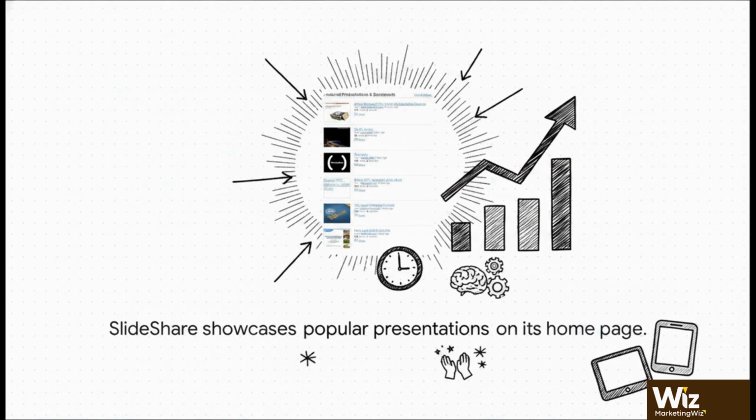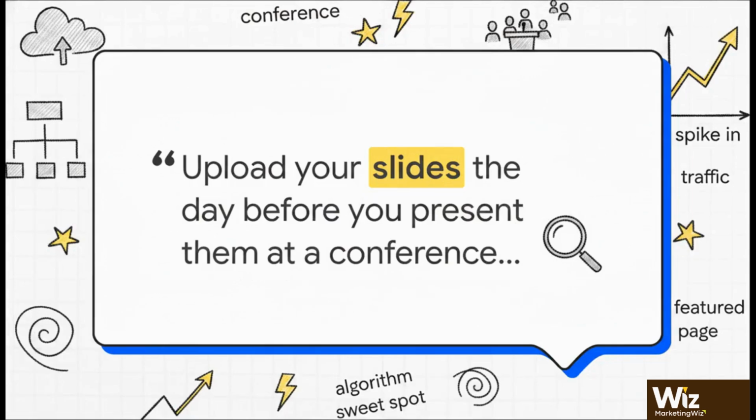SlideShare's algorithm looks heavily at early momentum. It measures the burst of activity your deck gets right after it goes live. So, how do you hack that algorithm? Well, here's a genius pro tip directly from our source material. Literally upload your slides the day before you present at a conference. Then, during your actual talk, look at the audience and tell them exactly where to find the deck on SlideShare. It's a brilliant way to manufacture that immediate, concentrated spike in traffic. You need to hit the featured page.